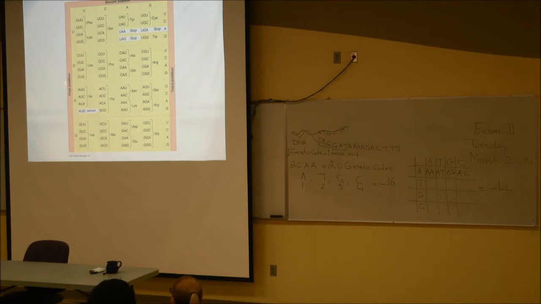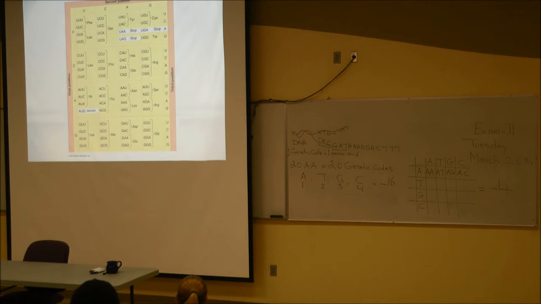So, first position of the codon, there are 4 rows: U, C, A, and G. All codons have what at the first position? U, C, A, and G. Second position, four columns: U, C, A, and G. Third position, then four rows. Each row has its own letter. It's U, C, A, G, U, C, A, G, U, C, A, G.